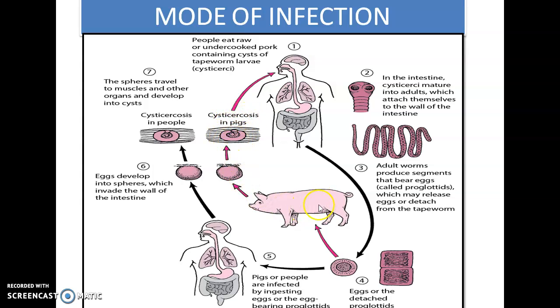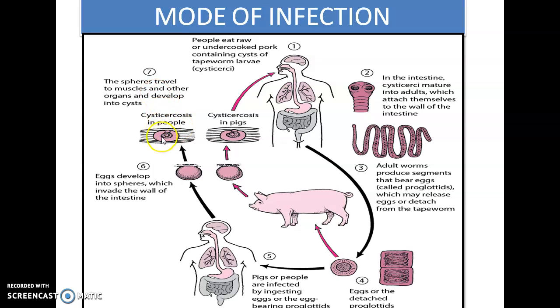Okay, so this is the life cycle. When it enters human beings, the eggs develop into spheres which invade the wall of the intestine, and again it enters human beings. The larval stage begins to develop, and also causes the same disease, that is cysticercosis in people. So after the eggs are found outside, they may either enter a pig's body or a human body. If it enters the pig's body, it causes cysticercosis in pigs. If it enters human beings, it causes cysticercosis in people.